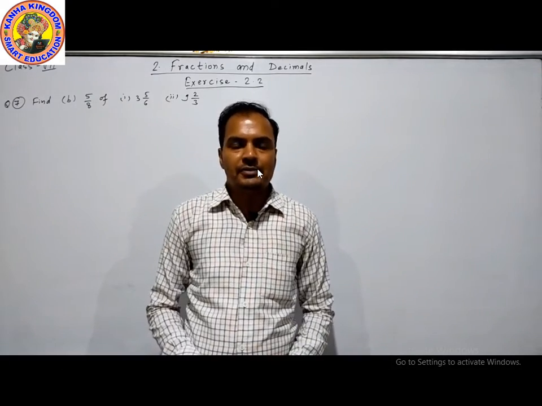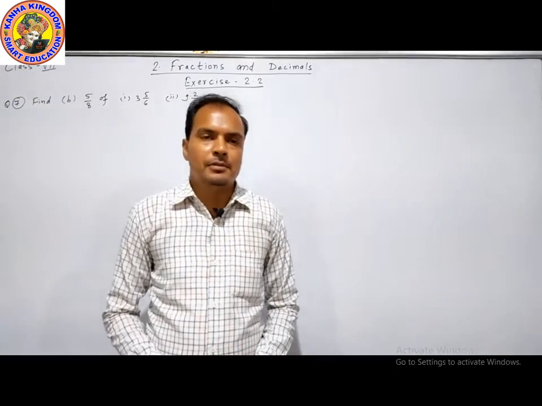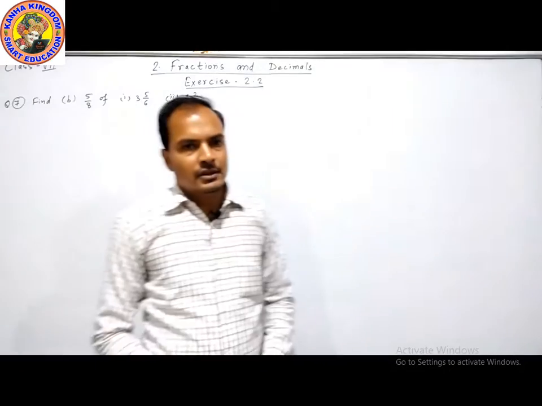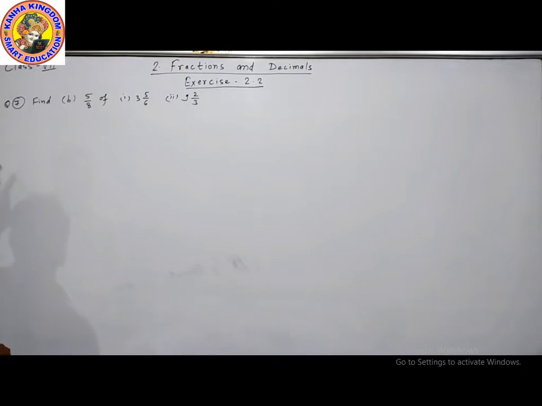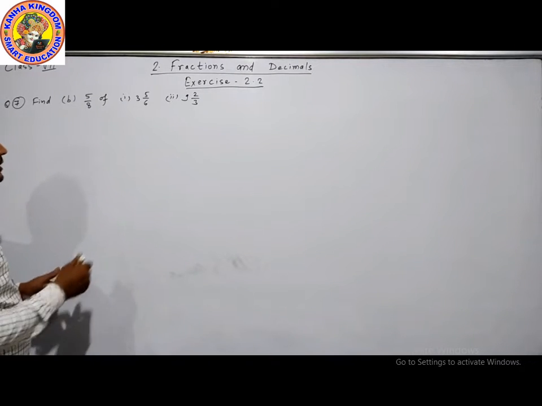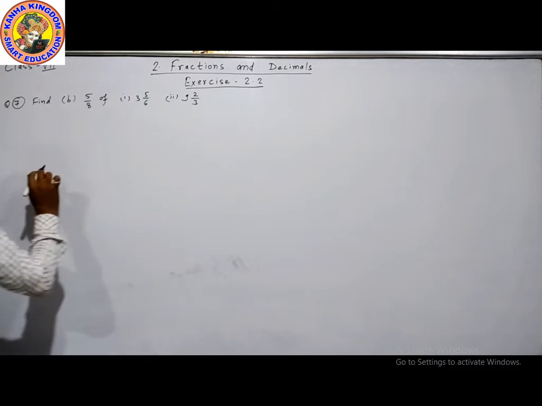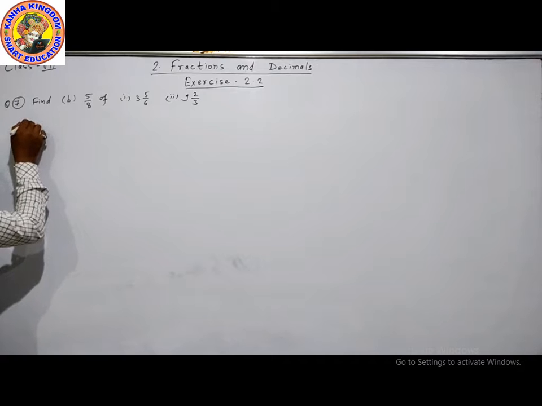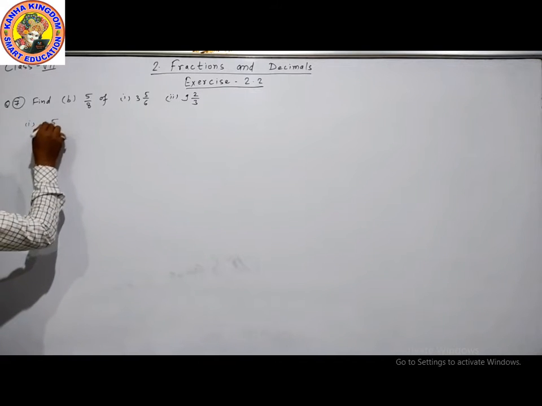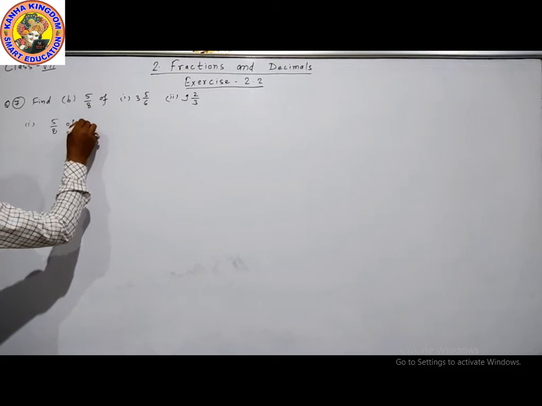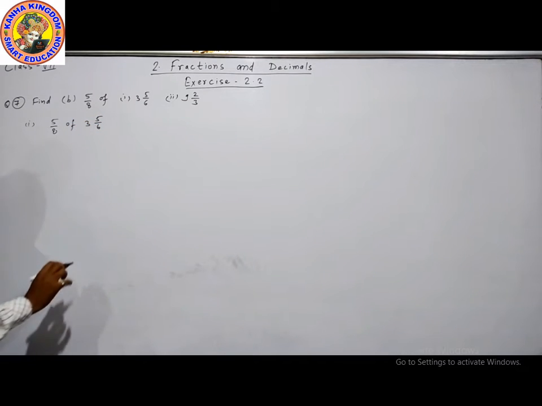In our previous video, we took questions from exercise 2.2. The next question is question number 7. Find, in part B of this question, it says 5 by 8 of these numbers. We already know this: if any question gives the term "of", the first part is 5 by 8 of 3 5 by 6.